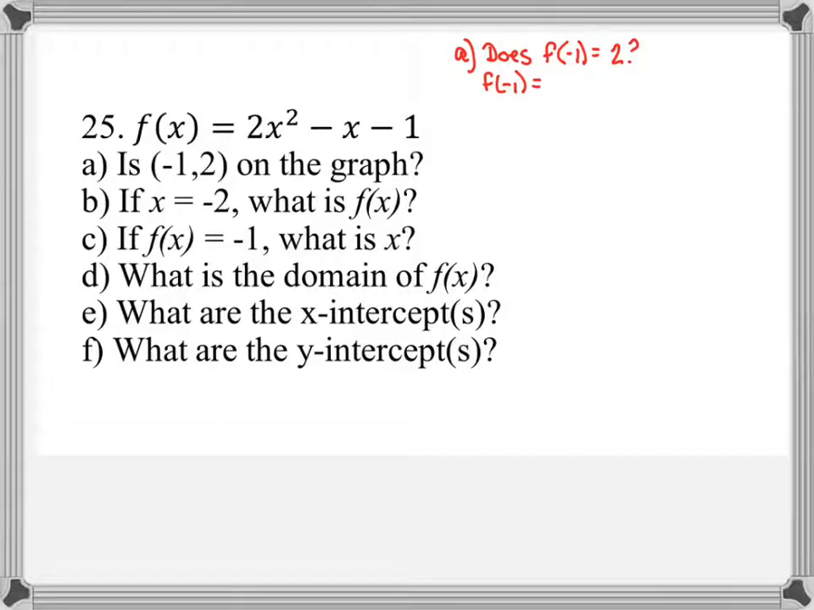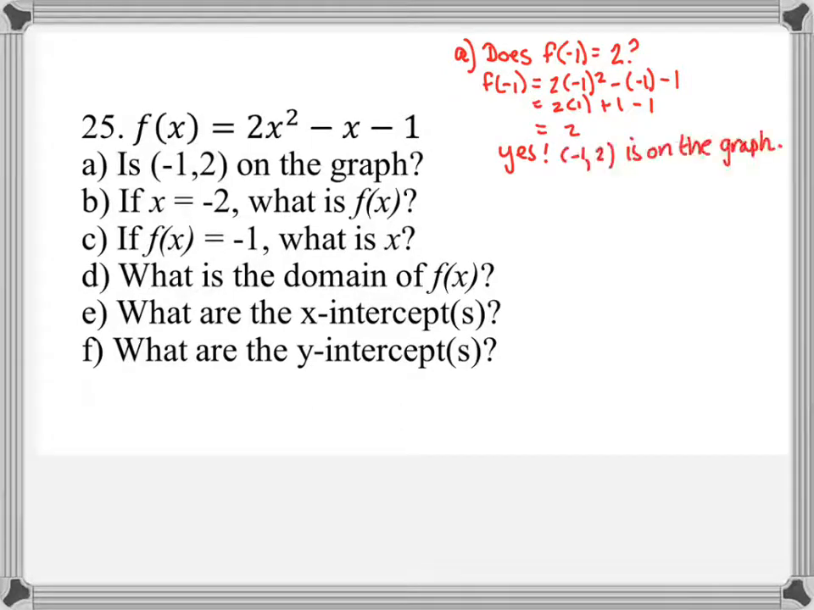So f of negative 1 equals 2 times negative 1 squared minus negative 1 minus 1. Simplifying, we get 2 times 1 plus 1 minus 1, or 2. So, yes, negative 1, 2 is on the graph.